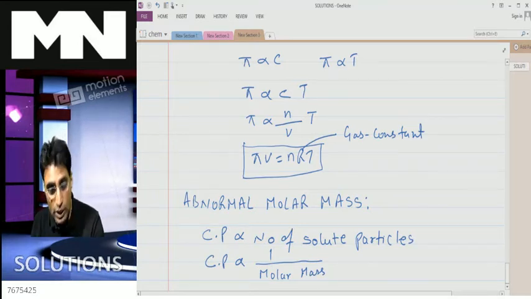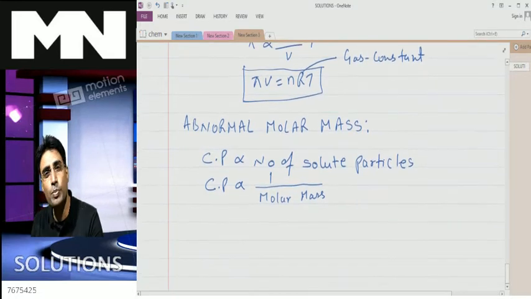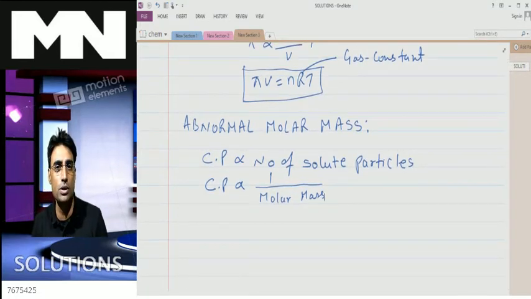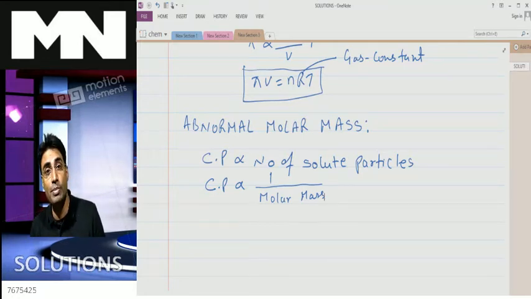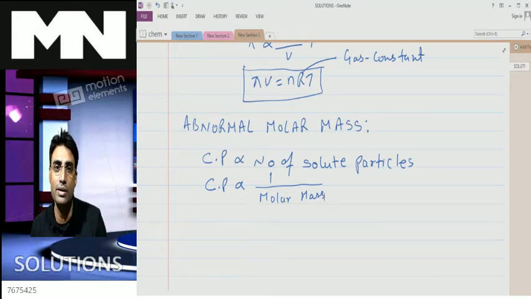But many times, the solute particles either undergo dissociation or undergo association. As a result, the number of solute particles changes. When the number of solute particles changes, the colligative property also changes. And when the colligative property changes, the molar mass which we calculate will not be accurate. It will be different. It will be incorrect. We call it abnormal molar mass. I give you one example for that.